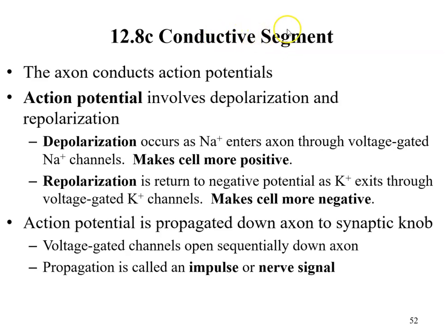Okay, the conductive segment, we said all of this. The axon conducts action potentials. Depolarization is going to make the cell more positive. Repolarization makes the cell more negative. The action potential is propagated down the axon to a synaptic knob. Voltage-gated channels open sequentially down the axon, and the propagation of the action potential is called an impulse or a nerve signal.